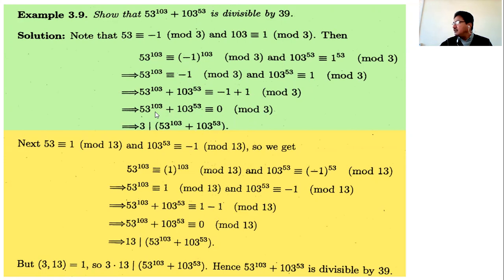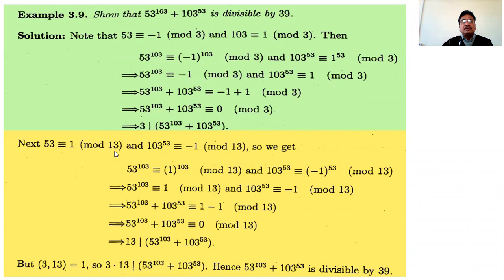What is the definition of congruence relation? A is congruent to B modulo N if and only if N divides A minus B. So what we have from this equation is that 3 divides this minus 0, that is, 3 divides this number. Okay, so we have to prove this is divisible by 39. We have here that 3 divides this.